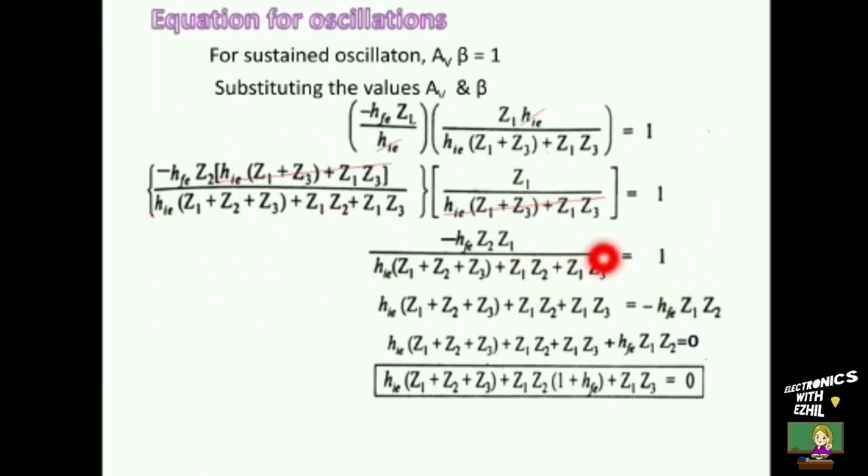is equal to 1. We'll do the cross multiplication. So it becomes 1 into this term is equal to minus hfe Z2 Z1. We will bring this minus hfe Z1 Z2 to the left hand side. So it becomes plus hfe Z1 Z2 is equal to 0. Let us take Z1 Z2 commonly out between the second term and the last term. When it is taken out, it becomes Z1 Z2 into 1 plus hfe, plus the remaining terms are written as they are. This is the general expression for LC oscillator.